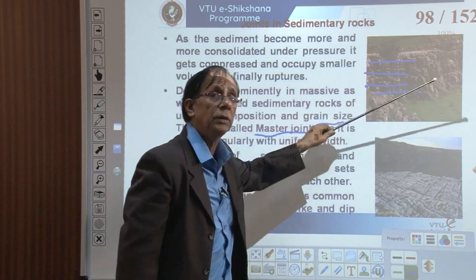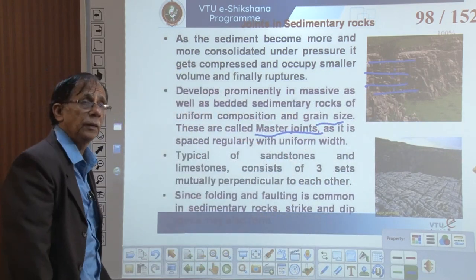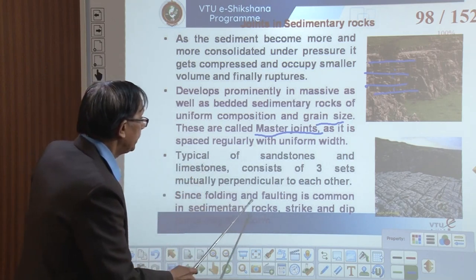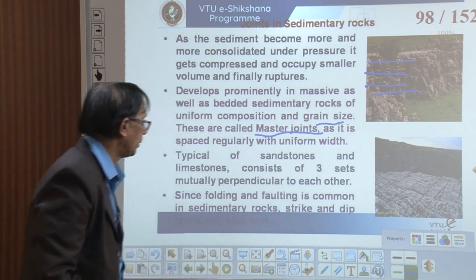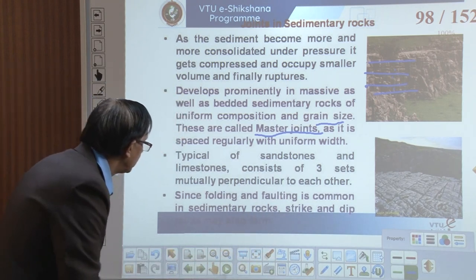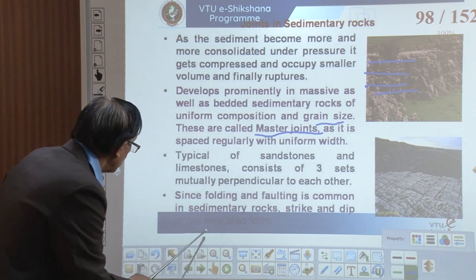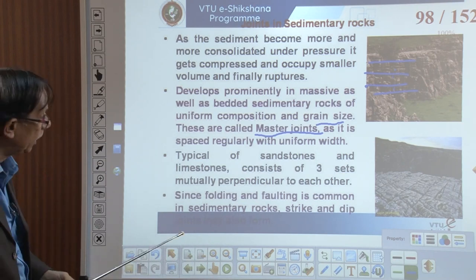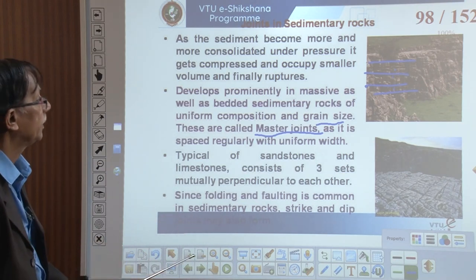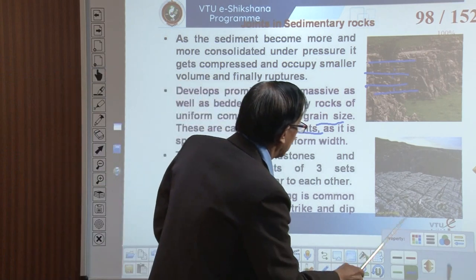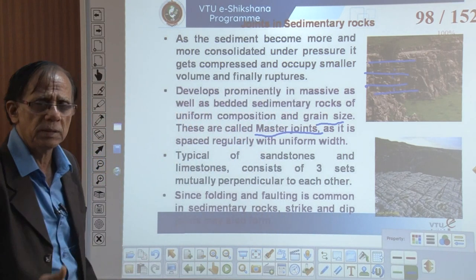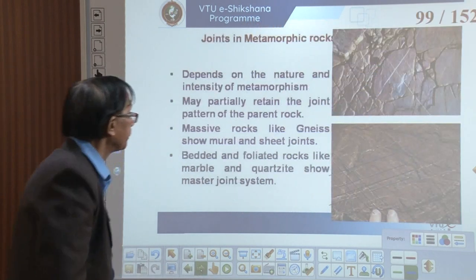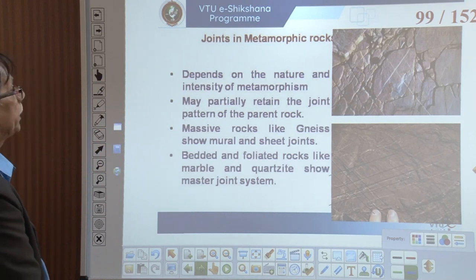Typical of sandstone and limestone, they consist of three sets mutually perpendicular to each other. Just now I mentioned Navil Tirth Gorge and the Navil Tirth dam site; elsewhere also in sedimentary rock, these are common. Since folding and faulting are common in sedimentary rocks, we need to study their strike and dip. They also exhibit a specific pattern. If joints have a regular pattern, it becomes easy to manage, but the depth of penetration is high. That is the message.